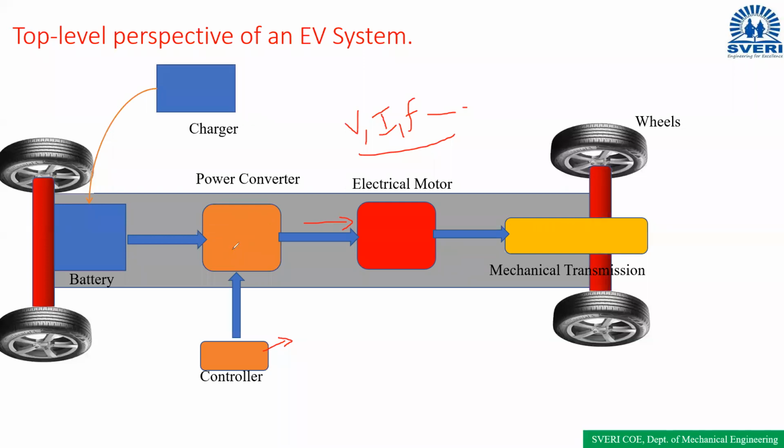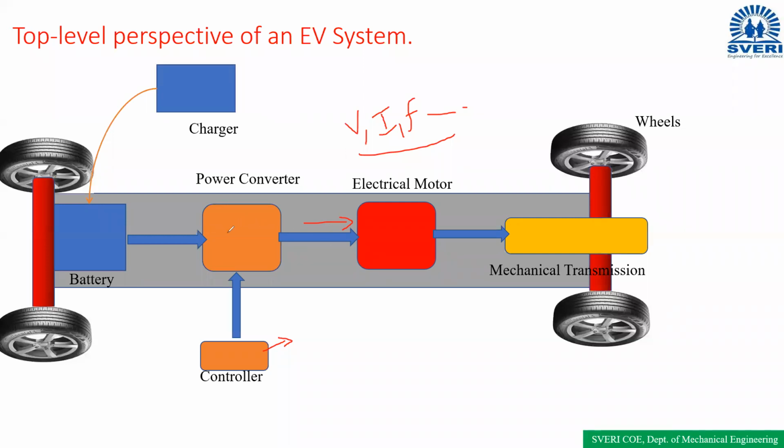It is clear. So whenever these devices, diodes or thyristors or MOSFETs, are turned on and turned off at the proper time, then the power will be controlled. When the devices are turned on and turned off, the power will be controlled.